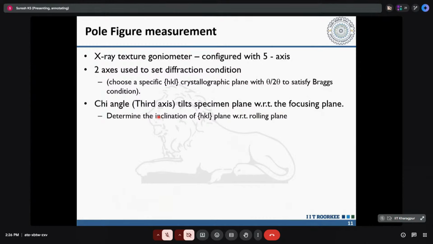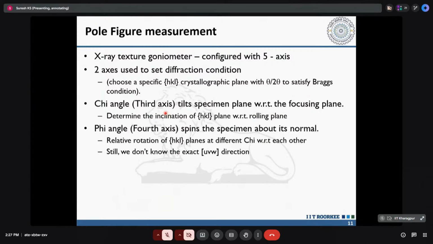The objective of this particular tilting is to determine the inclination of the HKL plane with respect to the rolling plane. So in the first case, from the 2 axes of theta and 2 theta, we will fix these positions for a particular HKL plane. And then the tilting of the sample with respect to the focusing plane happens, which is the third axis. And the fourth axis is the phi angle, which spins the specimen about its normal. So the relative rotation of the HKL plane at different chi angles is done.